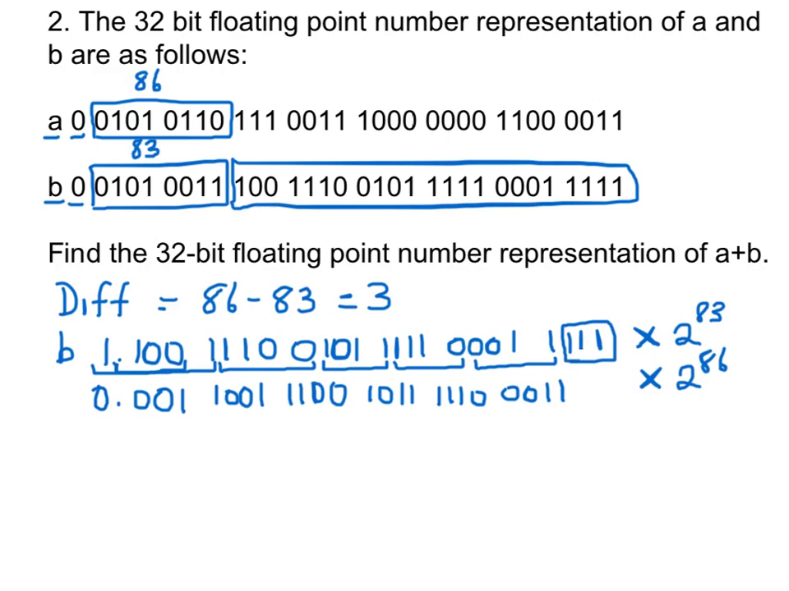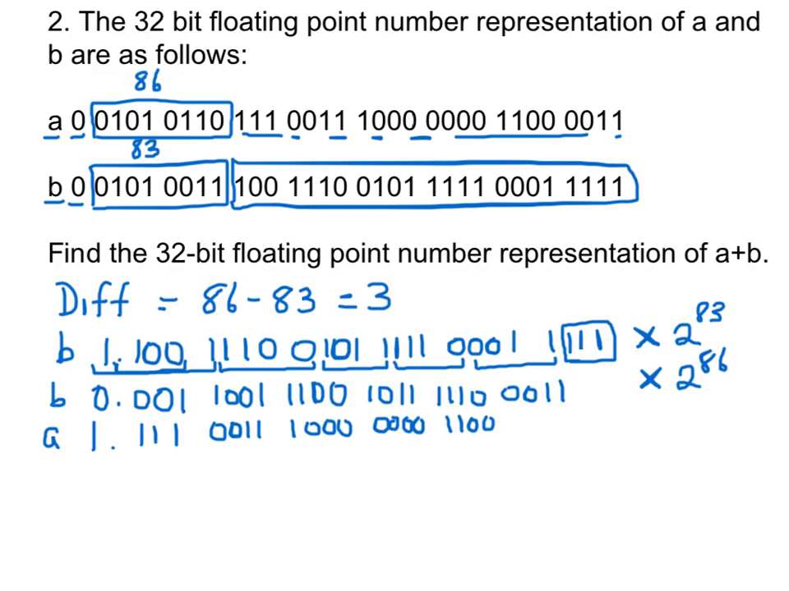Again, these 3 ones at the end get lost and they're not stored by the computer. So this is my value for b, now rewritten, and this is my a, which I'm going to add. So again, go back to the significand for a and rewrite that. It's 1.111, 0011, 1000, 4 zeros. I've left it very tight. 1100 and 0011. And again, that's by 2 to the power of 86.